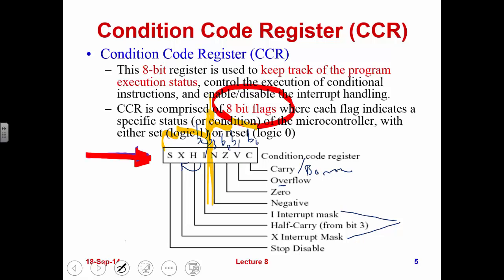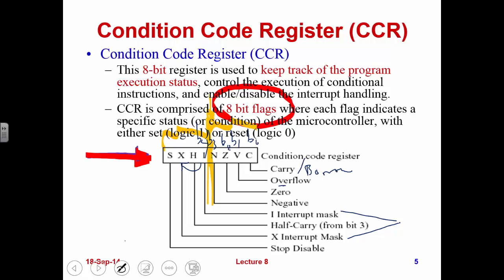Then the one between I and X is H. H is called the half carry. The half carry means that if the previous operation involved a carry from bit 3 to bit 4, or involved a borrow, in other words, a borrow or carry from the low order half byte to the high order half byte, then H is 1. If not, this is 0.